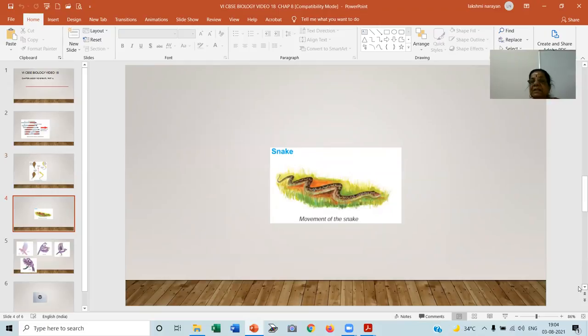The next one is movement in snake. It is called slithering and it shows undulating movement. The loops that are forming undulating movement. This is for snake.